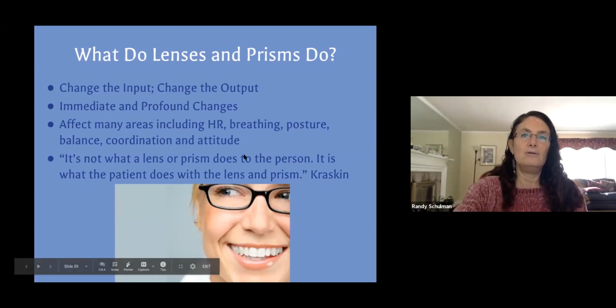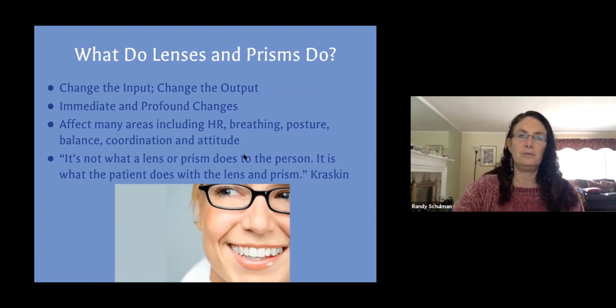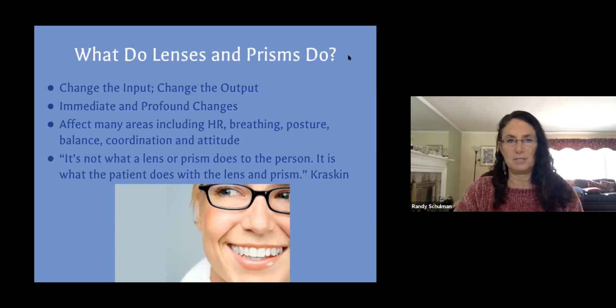All right, so what do lenses and prisms do? They change the input, so we have a change in output. And as I mentioned, they have immediate and profound changes, and they can affect heart rate, breathing, posture, balance, coordination, attitude. I love this quote. It's not what a lens or prism does to the person. It is what the patient does with the lens and prism. So that's really important to remember, because you can actually have two people with the exact same findings, and one will respond positively to something you give and the other one will not. So you really have to be looking at that individual, and then what do they do with what you give them.